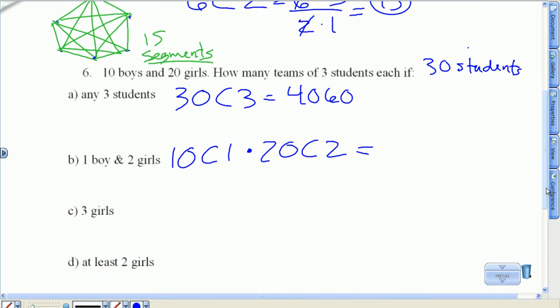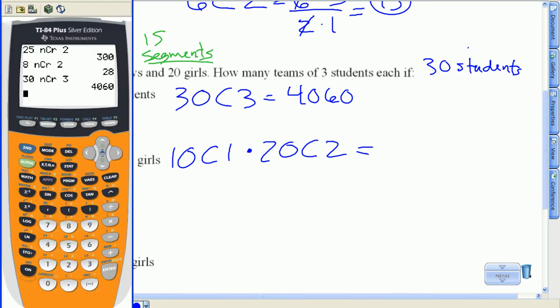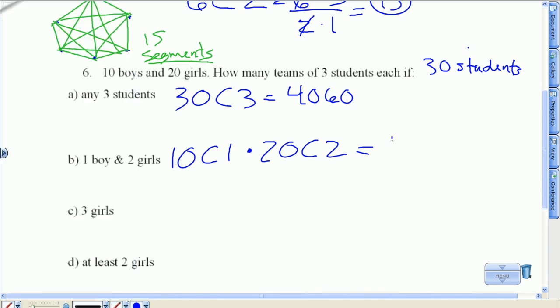You have to do this a lot. So 6B, I'm cruising through here trying to make the notes short for you, but this is really, really important that you can do that. 10 math, get over to our C here, 1, which is just going to be 10, times 20 math, get over to our C here, 2, and it'll do it for us. 1900.